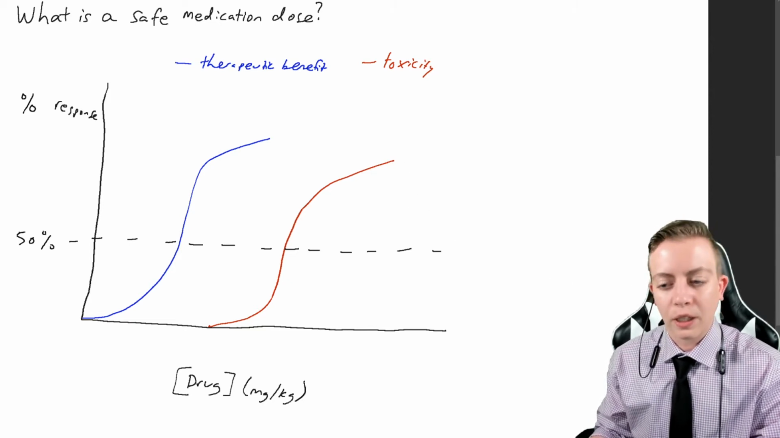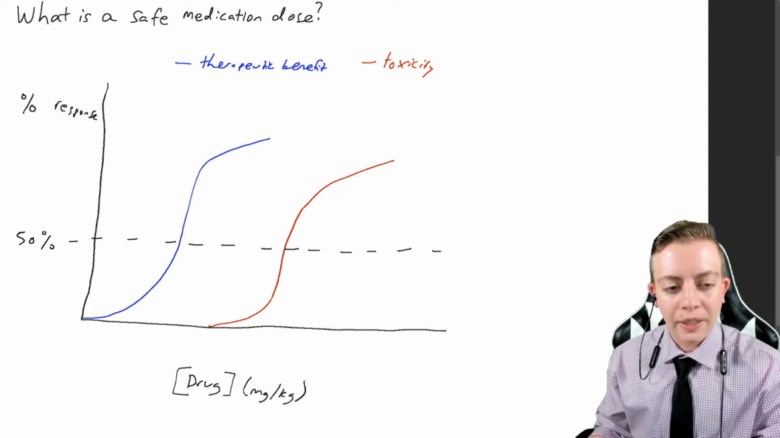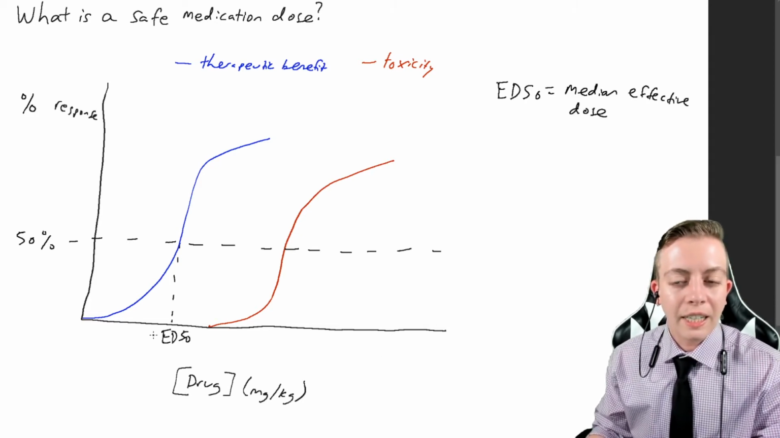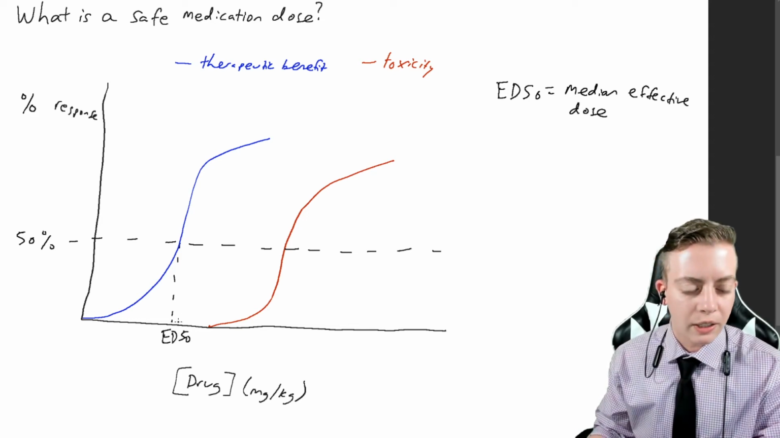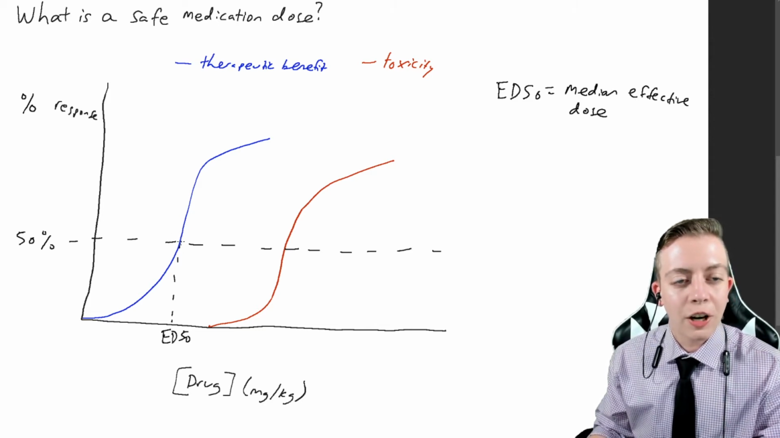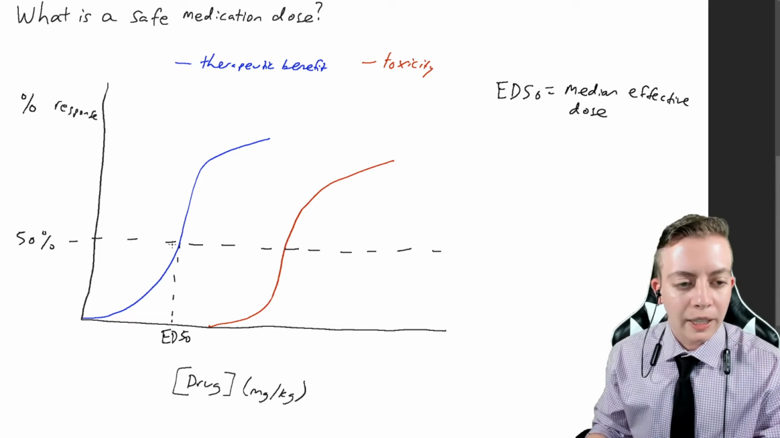There are two numbers we're going to focus on here really quick. The first one is the ED50, and this is the median effective dose. So look down here on the graph. We have 50% of the population. Follow this over, follow this down. This is the dosage at which 50% of the population are going to experience a therapeutic benefit. So this is the dose that would give half of the people in the study a therapeutic benefit.